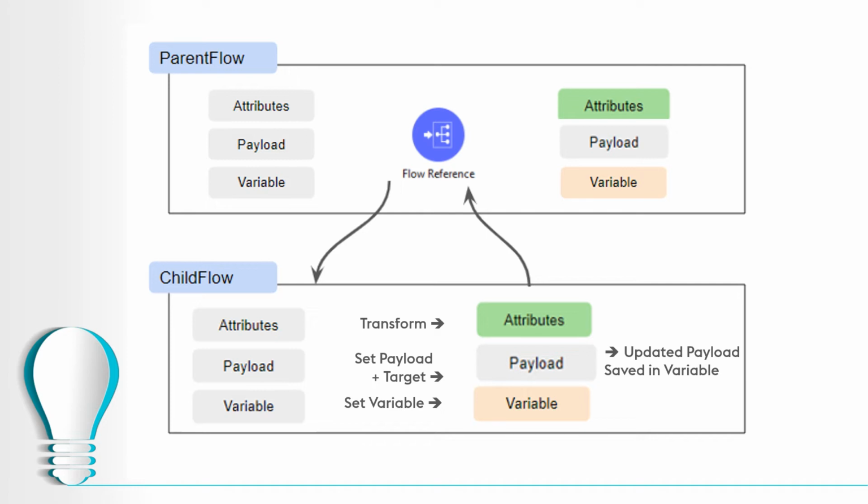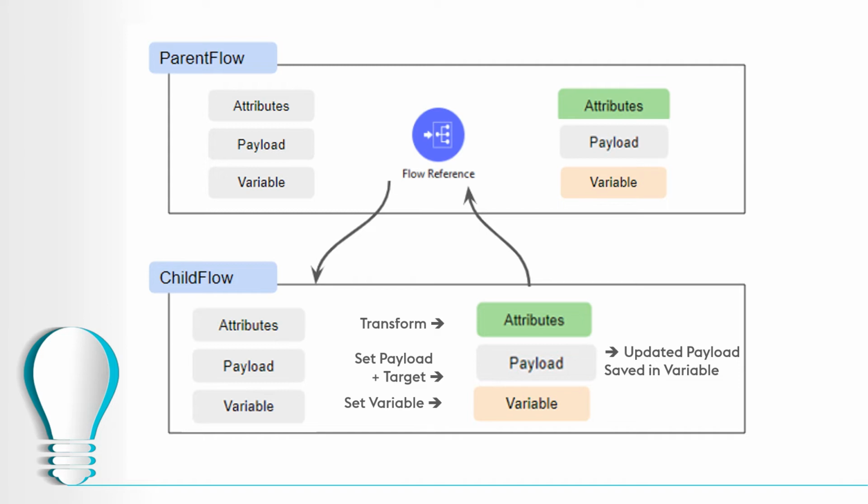But when you go back and you send the control back to your main flow reference, here is how they will be accessible. Attributes which were earlier present in the parent flow would now be changed because you used transform attributes in the child flow. Your payload, you updated in your child flow, but you saved the updated payload in the target variable. So your existing parent flow payload would be accessible as is. And if you want to access payload from your child flow, you can access it using the target variable.